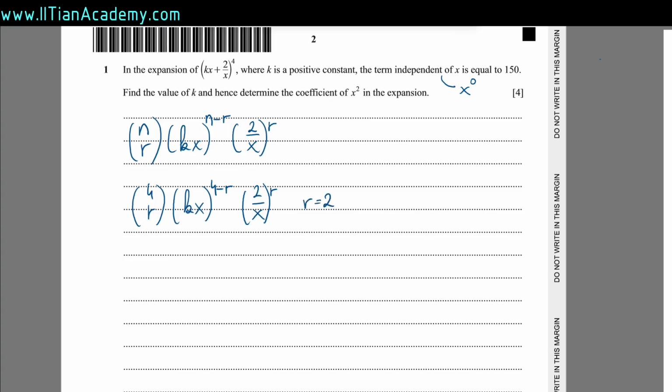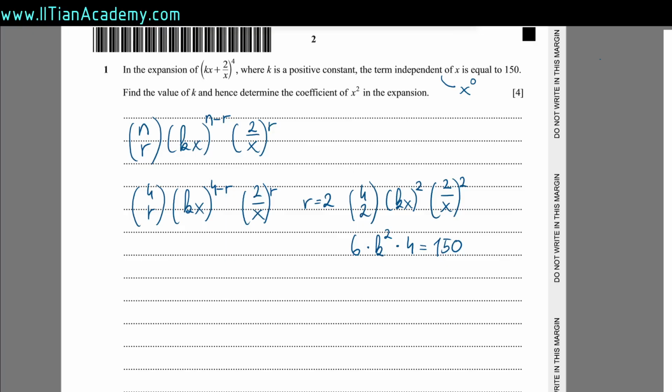And so if r is equal to 2, we just have 4 choose 2 of kx squared multiplied with 2 over x squared. This simplifies to, well, 4 choose 2 is going to be 6. We can also remember the definition: 4 factorial divided by 2 times 2. That's 6. And then the x's will cancel out, and this has times k squared multiplied by 2 squared, so multiplied by 4. And we're told that this is equal to 150. So we just have to solve for k now.